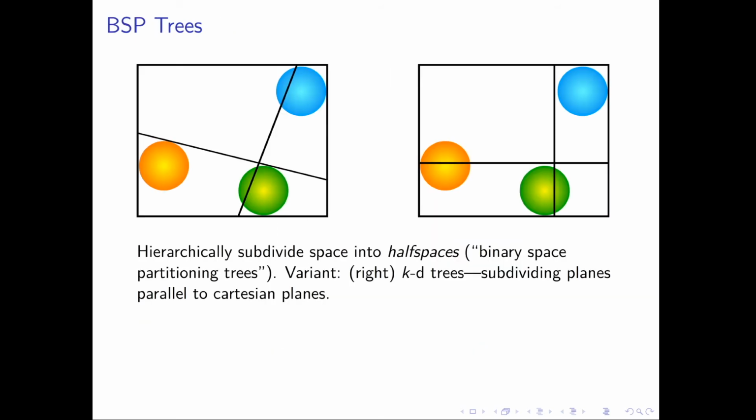The various types of hierarchical data structures we already learned about, like the BSP trees, which just subdivide space into half spaces and use hyperplanes for that, and the KD trees, which are a special kind of BSP, in that their split planes are axis aligned.